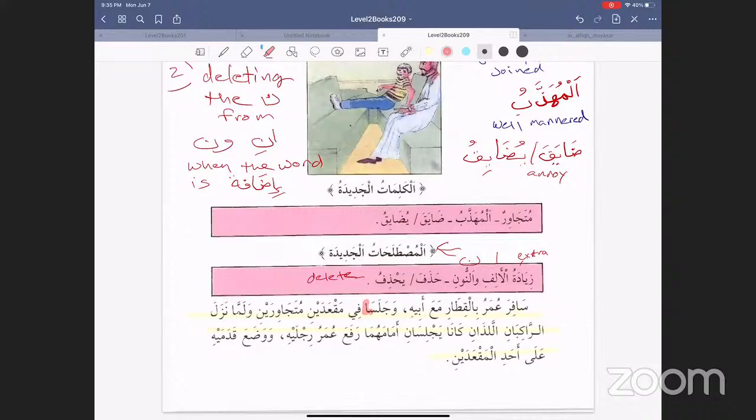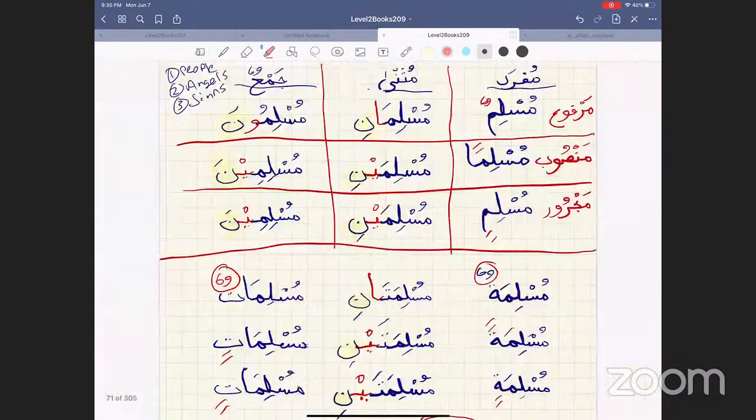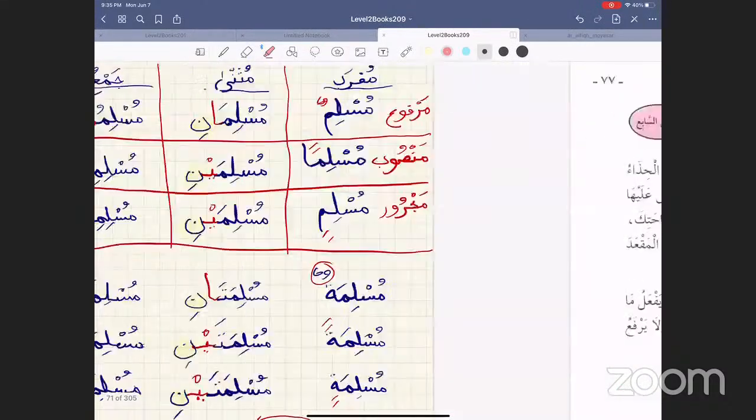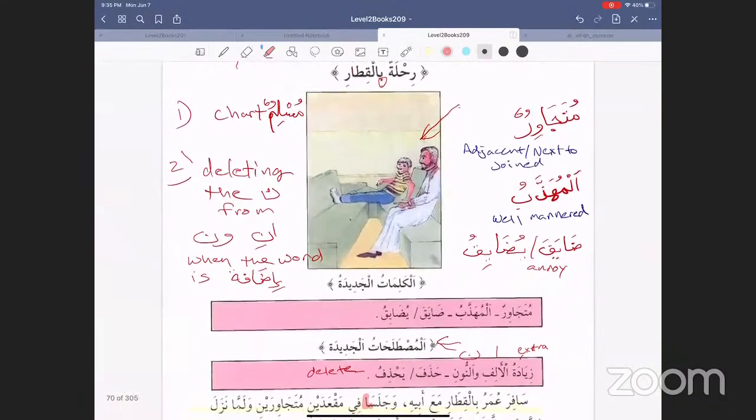So do that, inshallah. Re-memorize the chart and know that whenever those noons come in an idafa construction, you drop the noon if it's mudaf, and prepare for tomorrow for these translations, inshallah. Try to read through the text as much as you can and make out as much as you can from it, inshallah ta'ala.